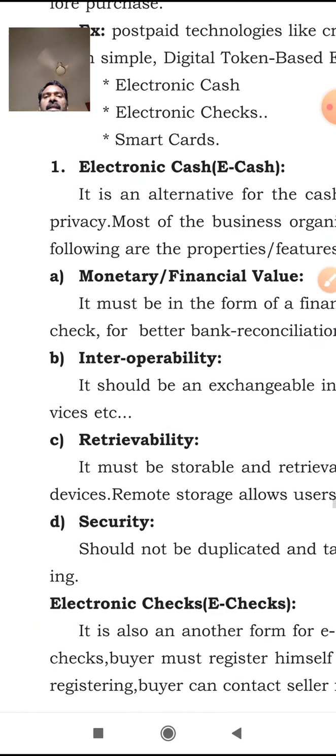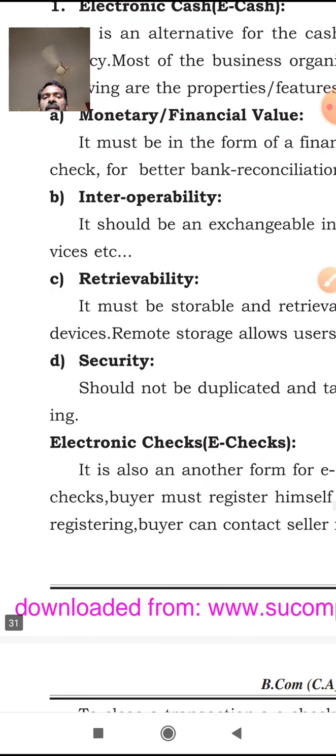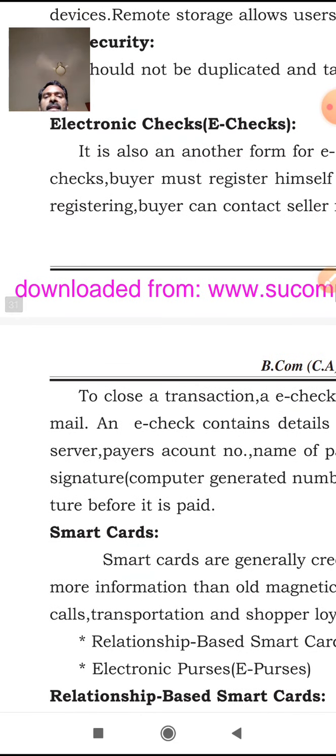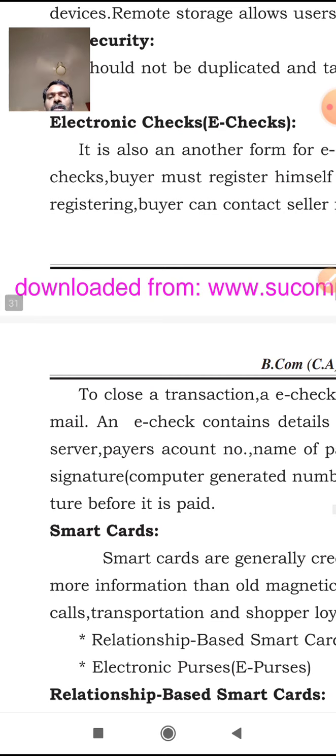Next, the second one is electronic checks. Electronic checks are the same as physical checks, but they are used in electronic format, and they are transferred from the customer to the business organization. The business organization encashes those checks as usual. Then the third one is smart cards.